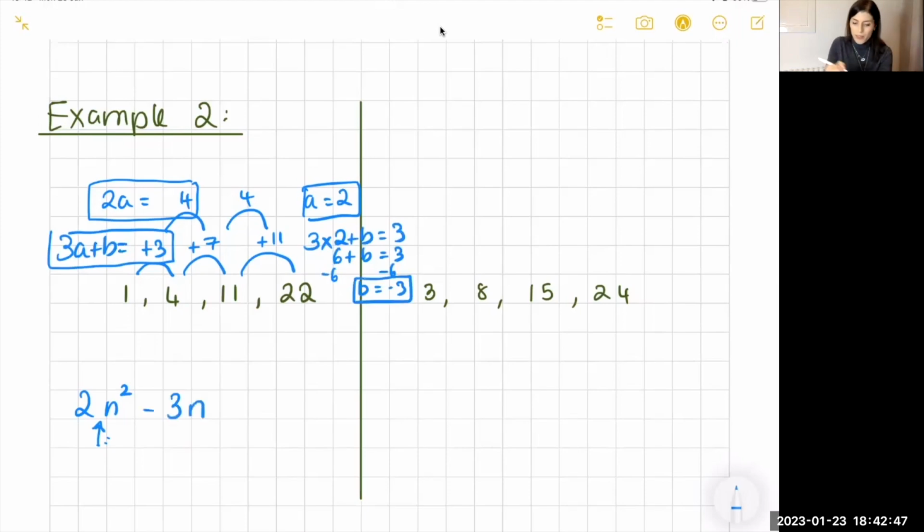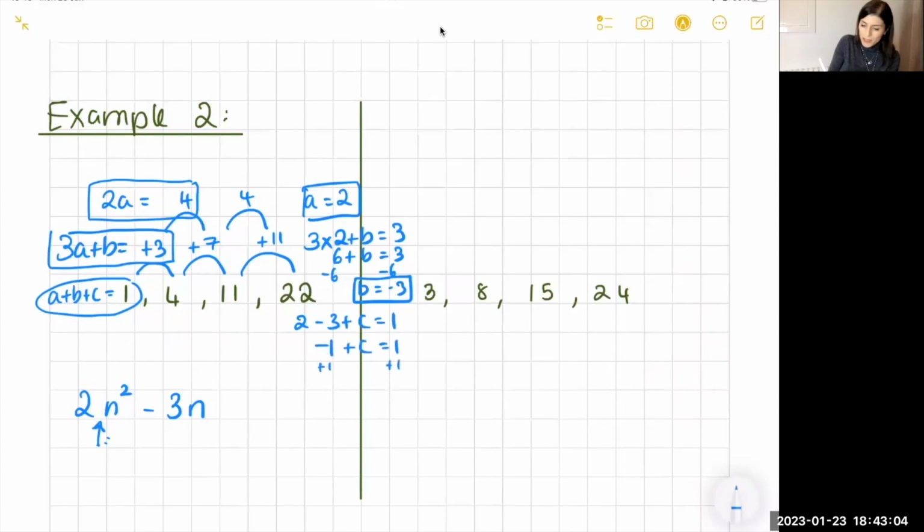And your last equation is a plus b plus c equals 1. So our a is 2, our b is minus 3. You put your plus c is equal to 1. So you get 2 take away 3, which is minus 1, plus c is equal to 1. Add 1 to both sides. The c must be equal to 2. And that is your last number.